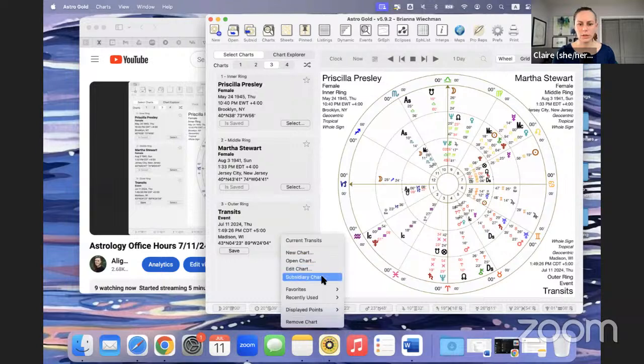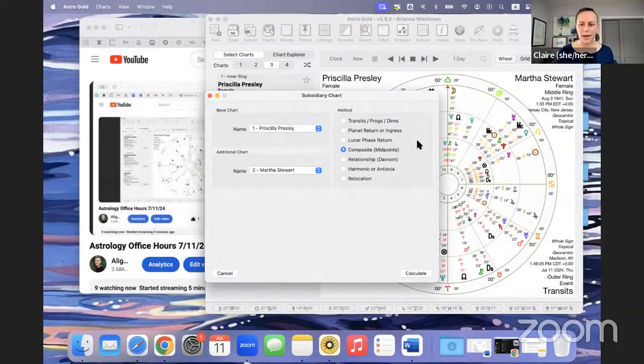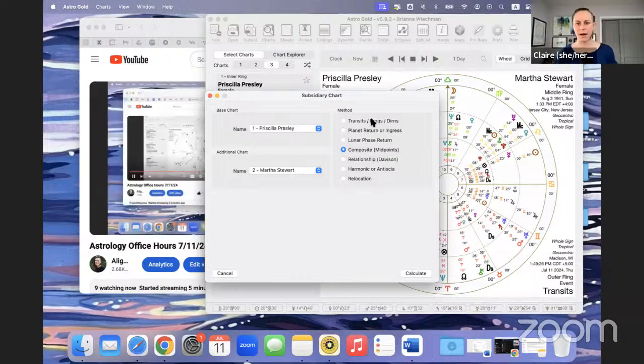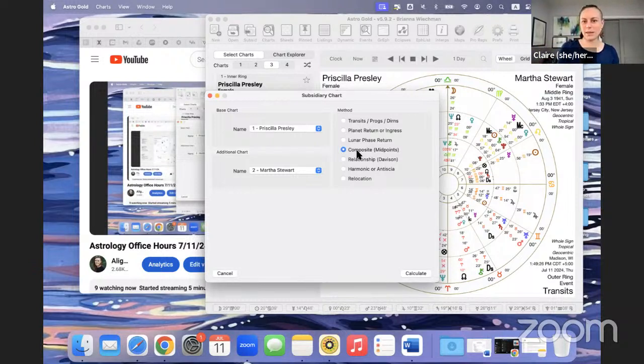So I'm going to go into subsidiary. If I'm using AstroGold, AstroGold is my software of choice, and this is going to look different depending on the software that you're using. But we can see here, I've pulled up some options to squish together Priscilla Presley and Martha Stewart's charts. I don't think they know each other, but let's just say they did. What would that be like?